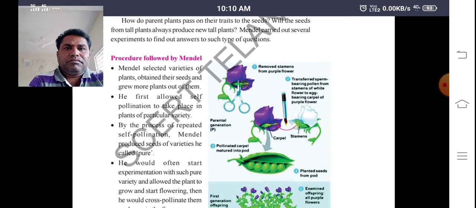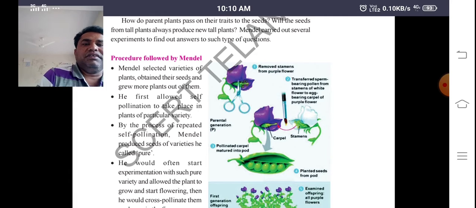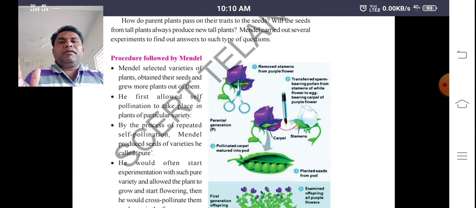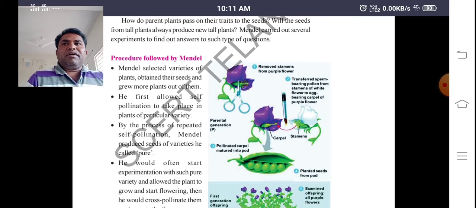Let us go to the procedure followed by Mendel. Mendel selected varieties of plants, obtained their seeds and grew more plants out of them. He first allowed self-pollination to take place in plants of a particular variety. Already I told you what self-pollination means: transfer of pollen within the same flower is called self-pollination. By the process of repeated self-pollination, Mendel produced seeds of varieties he called pure.